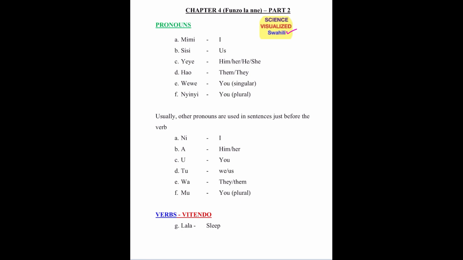Now, we've already reviewed these pronouns. Mimi means I or me. Sisi means us or even we. Yeye means him, her, he or she. Hao means them or they. Wewe means you, just one person. Nyinyi means you, like you all, plural.